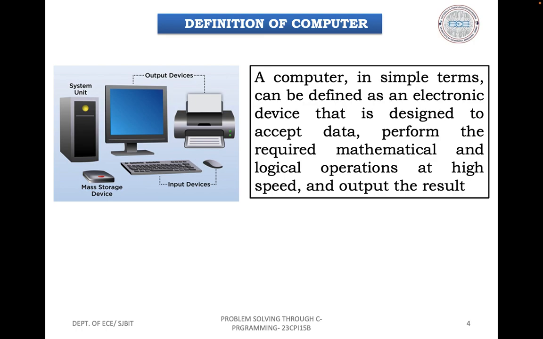So first we'll start with the definition of a computer. A computer in simple terms can be defined as an electronic device that is designed to accept the data, perform the required mathematical and logical operations at high speed, and output the result. So it consists of so many things like system unit or the CPU, output devices like monitor, printer, input devices like mouse, keyboard, and there is a mass storage device.